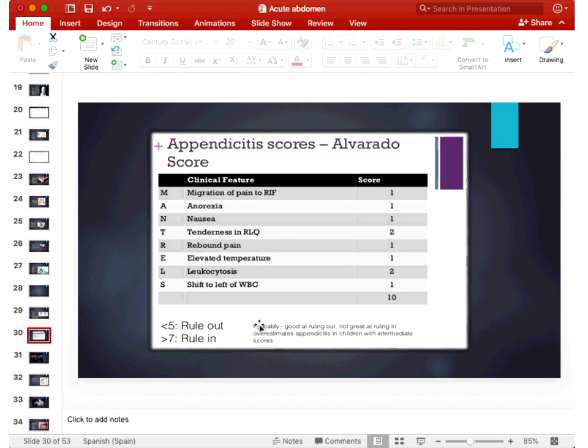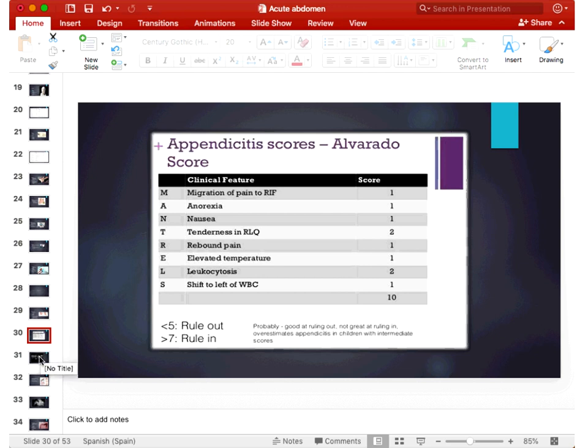This indicates that it is probable that the patient has appendicitis. And this is a way to remember it. It is called MANTRELS. Okay, this is migration of the pain, anorexia, nausea, tenderness, rebound pain, elevated temperature, leukocytosis, and shift to the left. As you can see, with the tenderness in the right lower quadrant and leukocytosis, you almost realize that it has appendicitis.